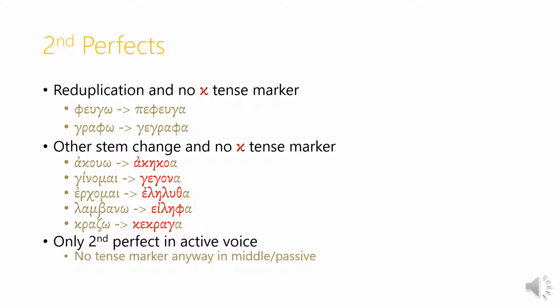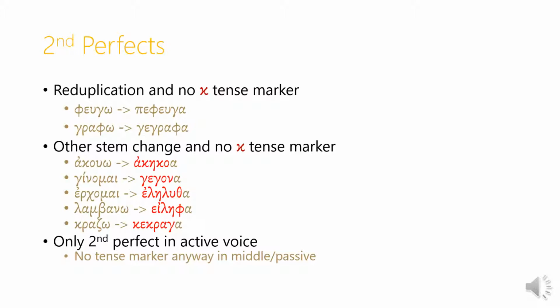The nice thing about the second perfect, though, is that we only have to worry about the second perfect in the active voice. Why? Because there's no kappa tense marker anyway in the first perfect middle passive. So all perfect middle passive verbs act the same way. We have stem change, no tense marker, no connecting vowel, and the primary middle passive endings jammed right on the end of the stem. It's only in the active voice that we have to watch and see whether we have reduplication and the kappa tense marker, or just reduplication, or just some other kind of stem change.